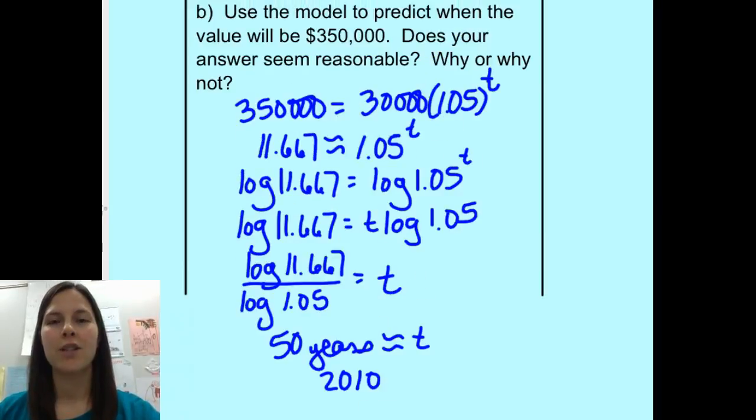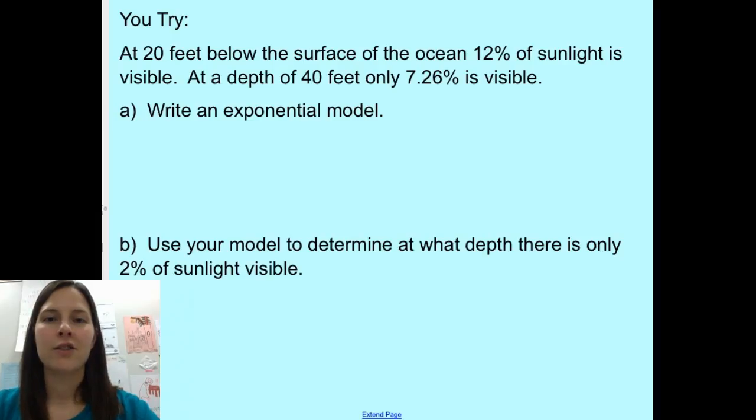As a reminder, we had 2 additional questions on this one. Does our answer seem reasonable? At first, sure. House prices continue to increase. However, if you think about the economy in the year 2007, 2008, we hit a pretty serious recession and house prices plummeted. So the fact that this is predicting a 5% growth throughout the recession is not reasonable. And here's your U-try question.